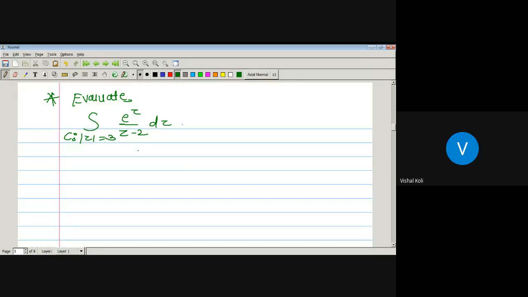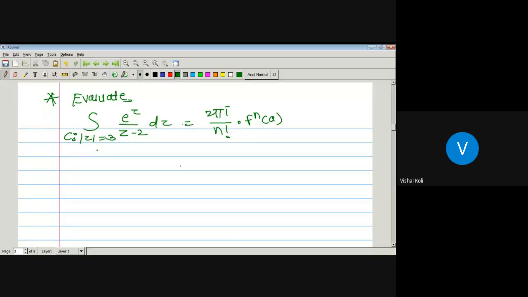So here we have to use that formula, that is f^n(a) is equal to n factorial divided by 2 pi i integration over the curve gamma f of w upon w minus a to the power n plus 1 dw. By this one we get the integral over this curve e to the power z divided by z minus 2 dz is nothing but 2 pi i divided by n factorial into f^n(a).